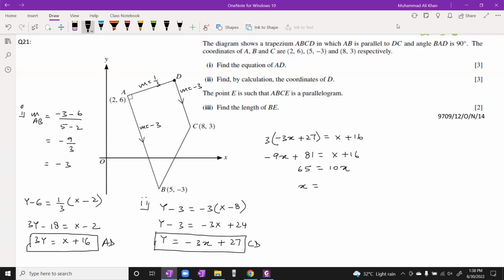What is the value of x? 6.5 is the value of x. What is the value of y? 7.5 is the value of y. These are the coordinates of D: 6.5, 7.5. Any confusion? Clear? Now look ahead. E is the point such that ABCE is a parallelogram.